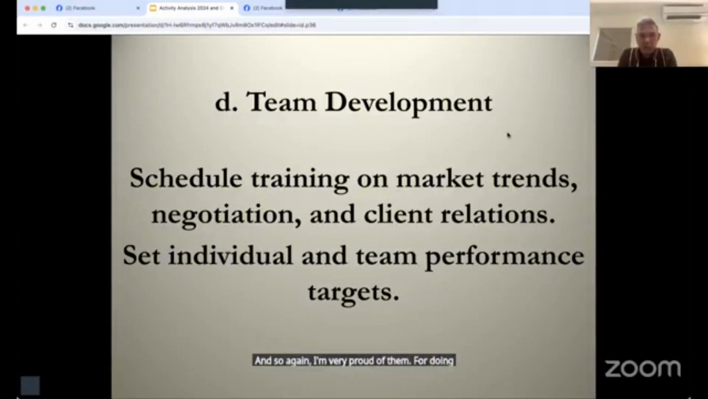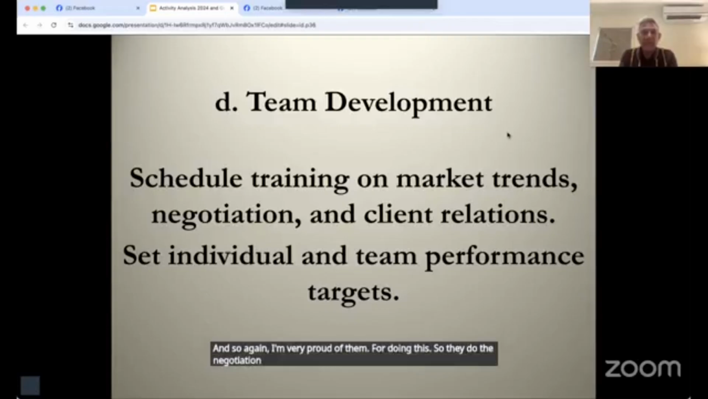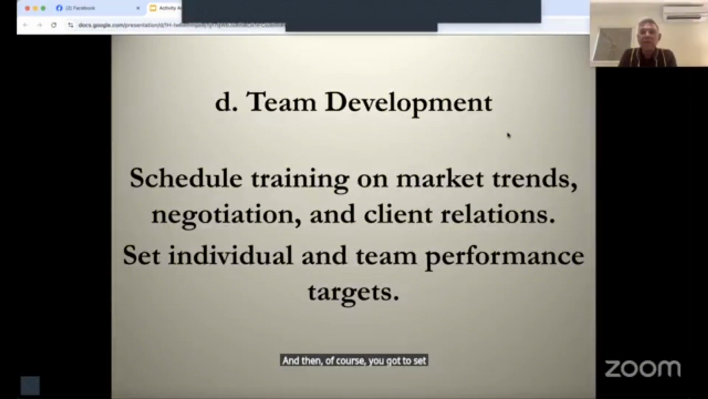So they do the negotiation and then the client relations. So they talk about all these things. They got me twice already to speak on several matters. And then, of course, you got to set individual and team performance targets.